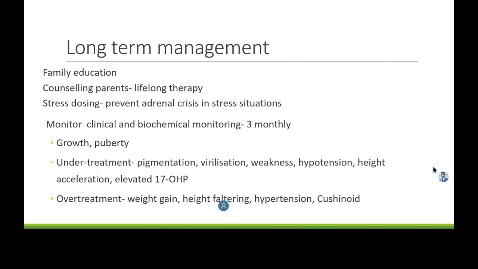And if we are over treating, we will find that there is height faltering and weight gain, like a cushingoid picture. Children may have, if you're giving too much fludrocortisone, they may develop hypertension, and if you're giving too much hydrocortisone, they might become cushingoid. So look at the face. They usually develop puffy cheeks if they are given too much. So in the absence of 17-OHP, we have to be very, very vigilant about these clinical features.